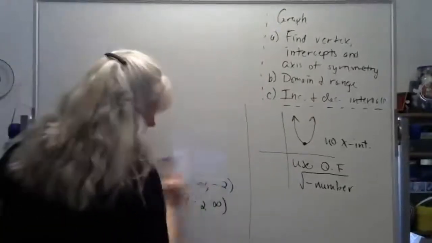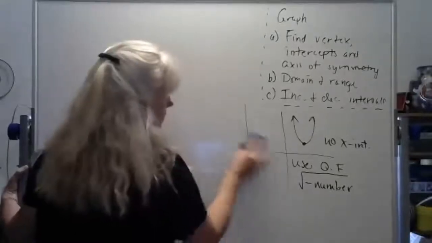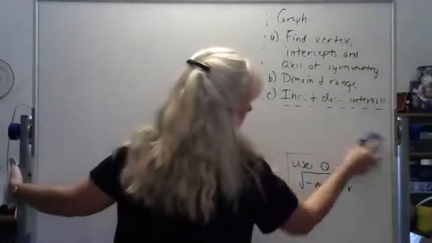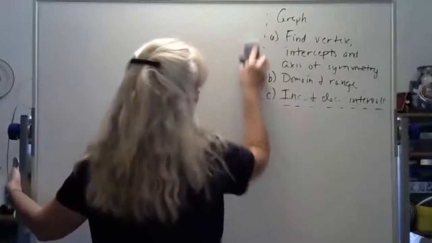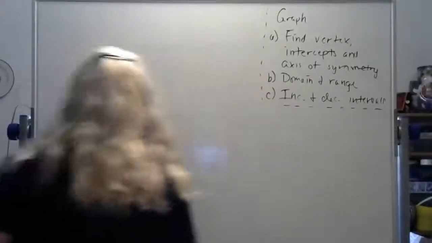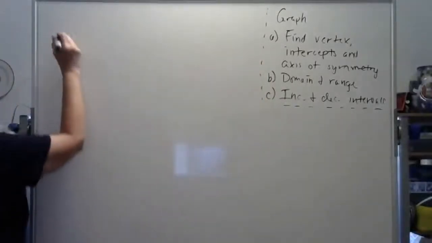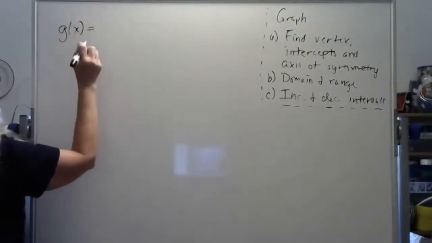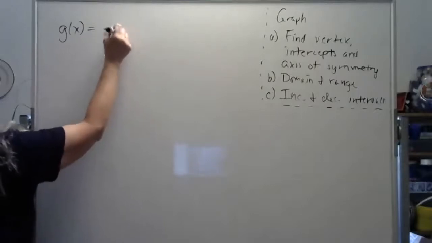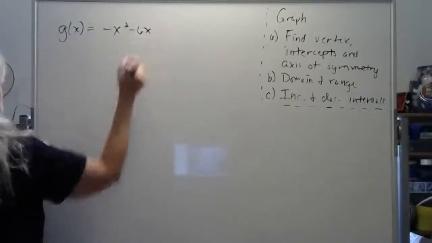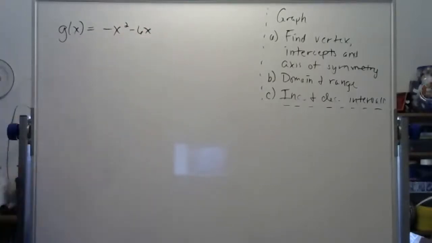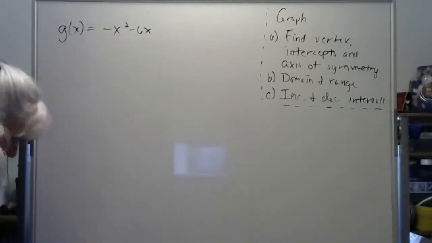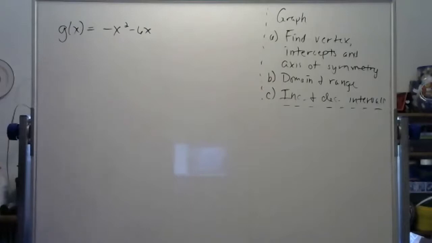Same directions. So I want to graph my parabola, and to do that, I want to find all of that information. So this time we'll start off with one that's actually a little bit friendlier to do. So let's do g of x is equal to -x squared minus 6x. So again, it's in standard form. It's not in our vertex form.